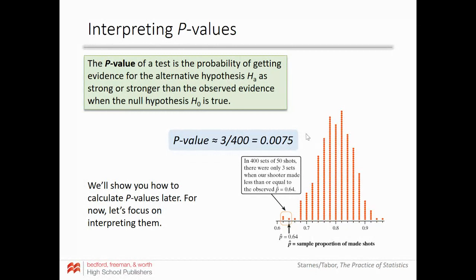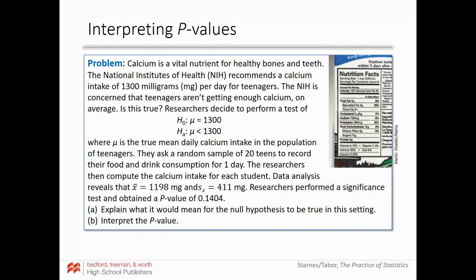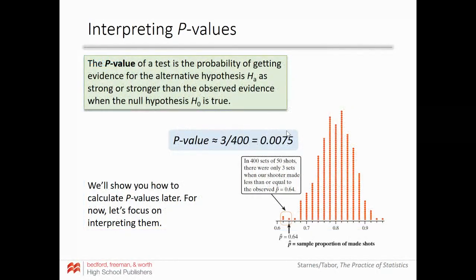So we're going to see, is that really convincing? Well, we'll talk a little more about how we calculate that p-value, but we want to focus on interpreting it. So is that really convincing or not? I would say it probably is. That's a very, very small percentage. That doesn't even happen 1% of the time. So it's pretty convincing that maybe something fishy is going on.